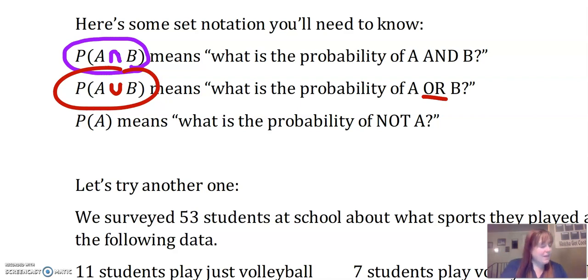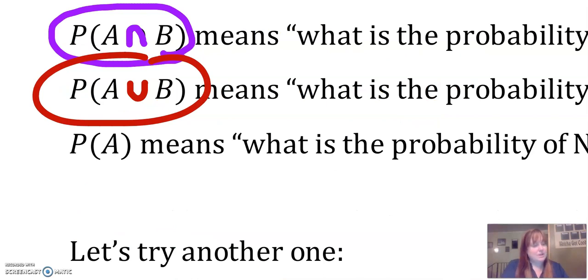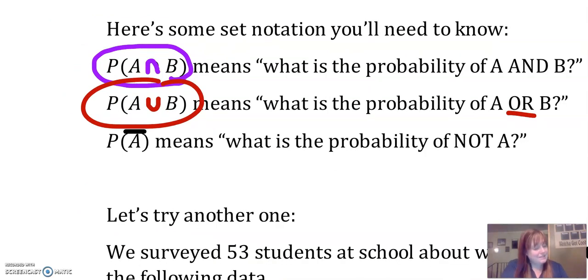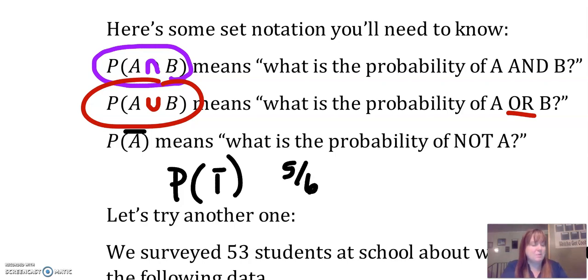Okay. And then, it didn't show up on here, this with the line above it means what's the probability of not A. So it's going to have a line above it. That would mean, like, if I said, what's the probability of not 1, and I'm rolling a dice? What's the probability of me not getting a 1? Well, there'd be 5 other options that would be not a 1, right? So that would be 5 out of 6. The probability of not 1 would be 5 out of 6.